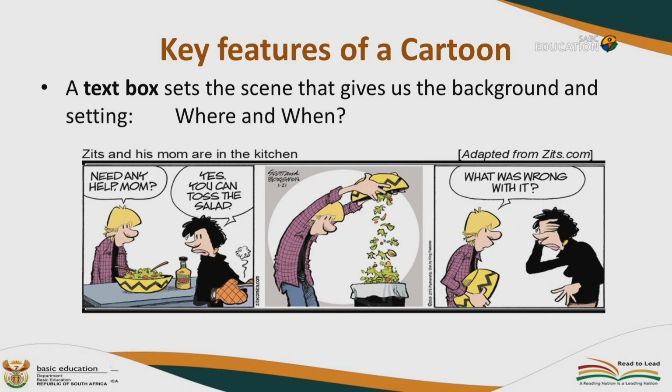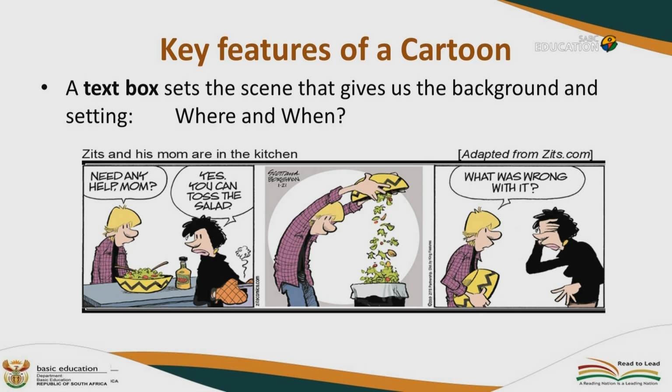In every cartoon, just like in many other visual literacy aspects, we have key features. We are going to look at several key features of a cartoon. The first one that we're going to start off with is the setting as well as the background. How can we tell just by studying a cartoon where it is taking place and when it is taking place? First of all, we can start with the text box.